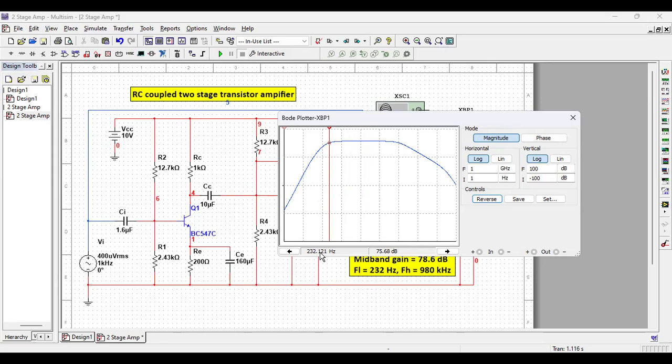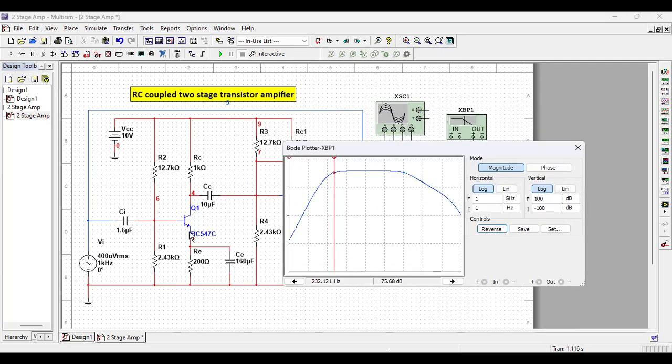So in one stage, it was 172. In two stages, it is 232. If we can make a more accurate measurement, it should be actually double, right? So what do we find? As we cascade more and more stages in an amplifier, the lower cutoff frequency goes higher. That means low frequency performance of the amplifier deteriorates. Why this happens? That is what we are going to discuss today.